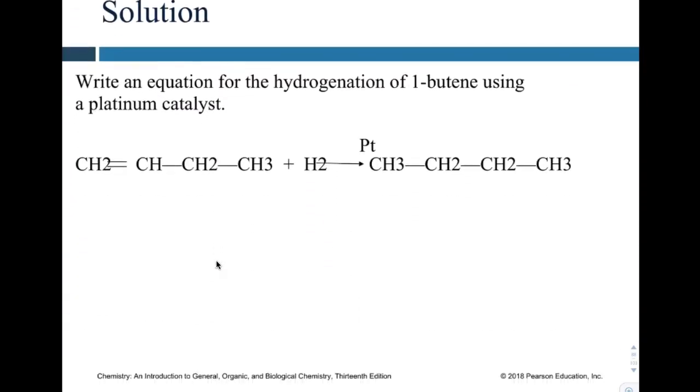And so here's how you'll write this. 1-butene, this is the condensed structural formula here. You see you've got your double bond. Your double bond is going to now go away and it's going to turn into only single bonds. And we have hydrogen molecule as a reactant here, and platinum is over the arrow, or should be more over the arrow.